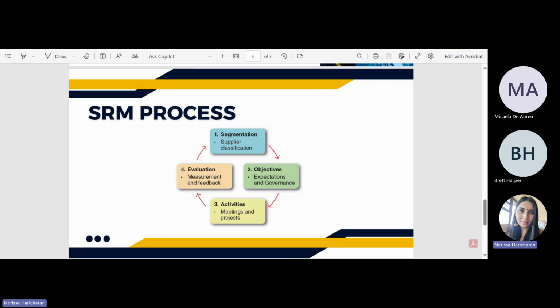So you want to push the SRM process as best as possible, segmenting in terms of looking at your top suppliers, more often, and bottom suppliers, more from a firefighting perspective, making sure that they have these objectives set out and these expectations set out, having regular meetings, and then tracking it and giving feedback if they are performing or if they aren't performing. Okay.